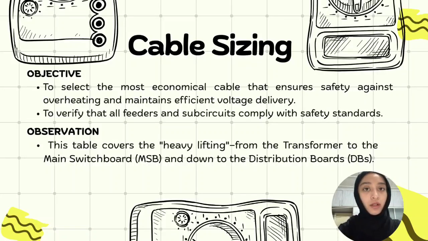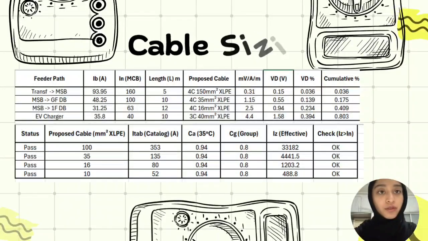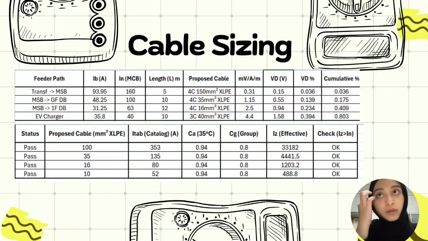Next, for the observation, this table covers the heavy lifting from the transformers to the main switchboard (MSB) and down to the distribution board (DB). So for this table, firstly we have feeder path. IB is the design current, the actual load will draw, and this one is calculated from load calculation. Next we have IN, MCB nominal rating, the rating of the circuit breaker protecting the cable, and this one is from standard sizes for breaker.